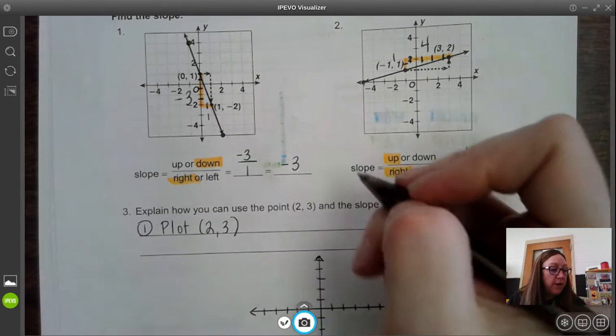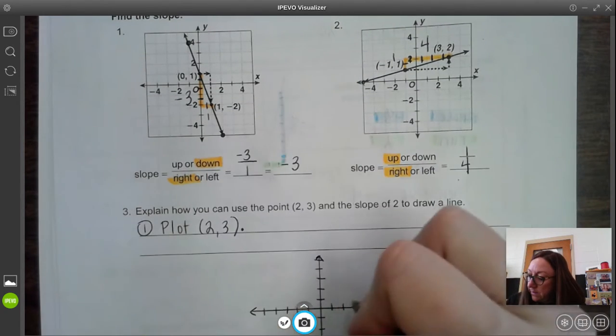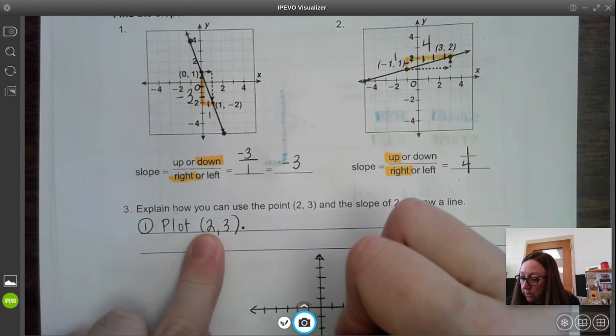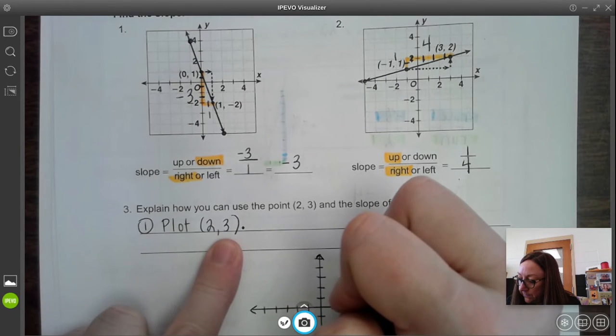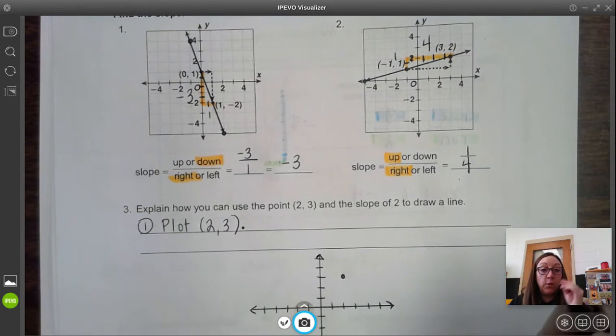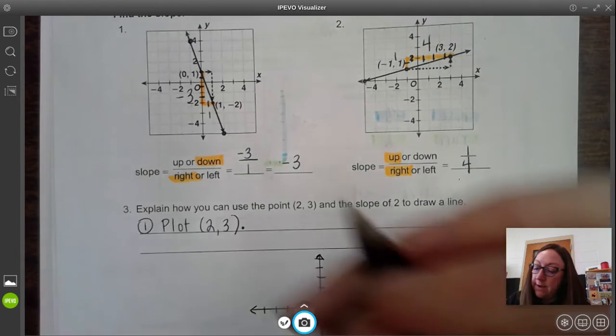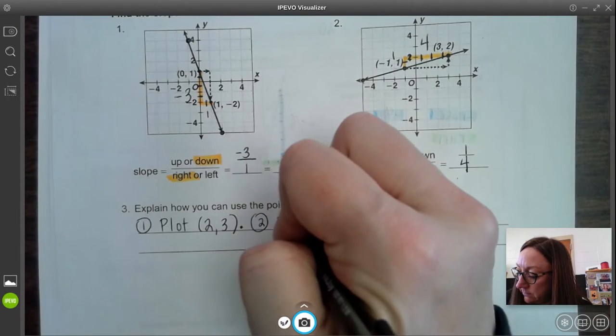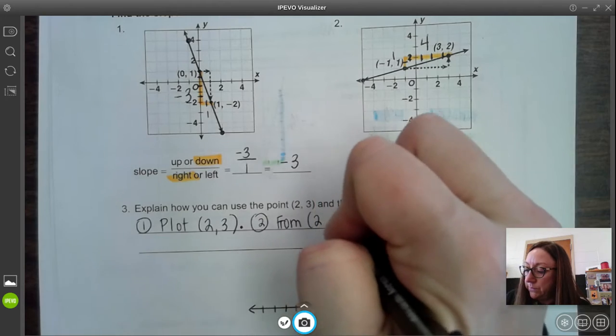Okay, so if I start with 2, 3, from the origin, the first is my x, so I'm going to go to 2 and then up to 3. Okay, so there's my point. Okay, the next thing I have to do is from that point, so I'm going to start at 2, 3.